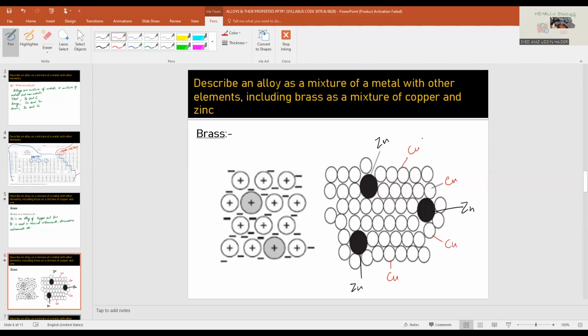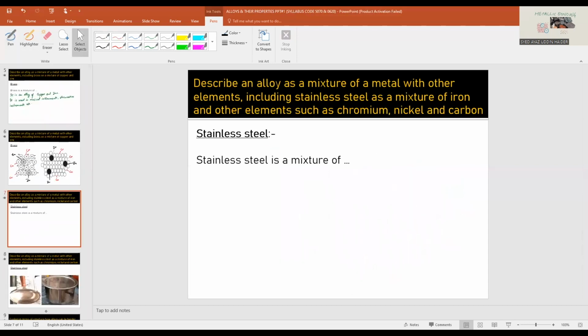You can even show metallic bonding in brass like this. These are copper atoms, and this one is zinc. You see the free moving or delocalized electrons, and in between there are copper cations and zinc cations. So you can show metallic bonding in alloys like this.